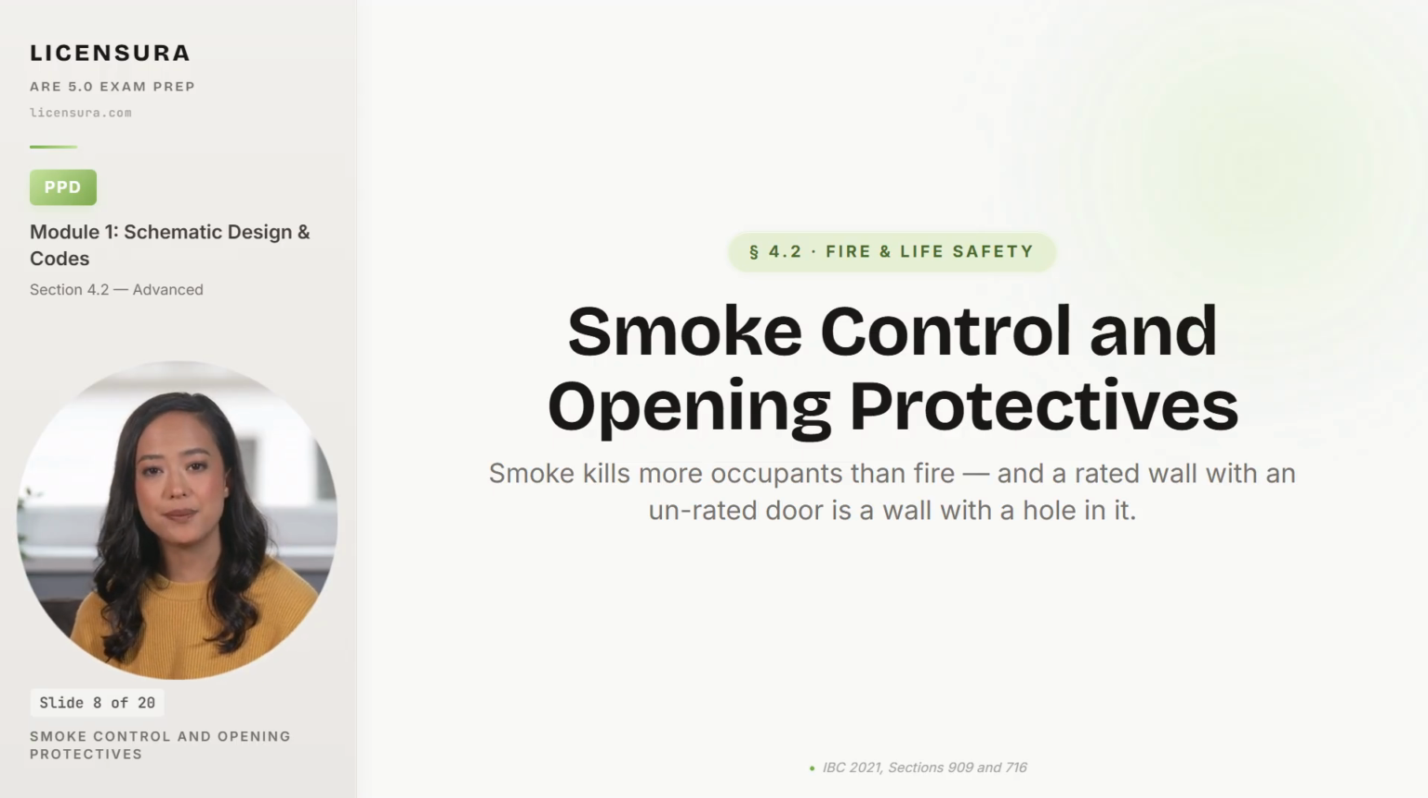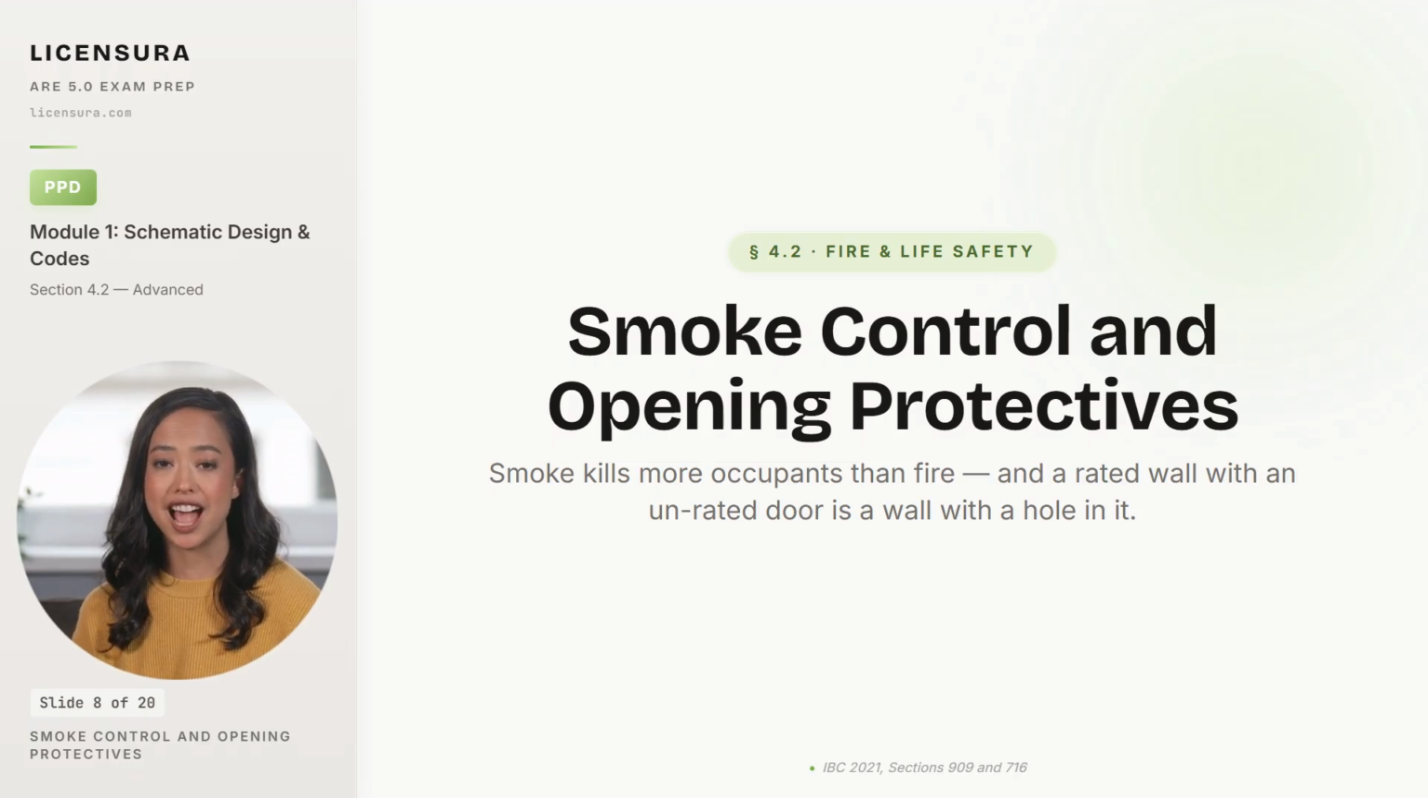The architect's job in schematic design is to identify which smoke control triggers apply, spec the right system type for each, and then carry the assembly rating through every opening in every rated wall, so the plan reviewer never has to send back a red line. Miss either step, and you fail the exam question. In practice, the building leaks smoke down the egress path during the exact minutes occupants need it clear, and the firm gets sued for the deaths that follow.